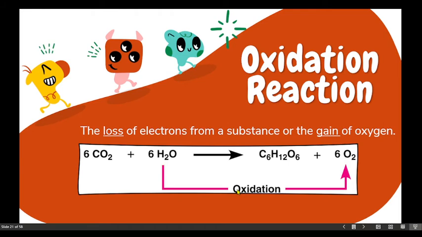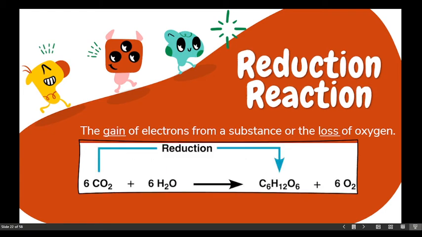And then oxidation took place. After the reaction, let's count the number of oxygen molecules again. 6 times 2, that is 12. As you can see, it doubled in the amount of oxygen. So there is a gain of oxygen. Therefore, that is oxidation. Next, what is reduction? In reduction, there is a gain of electrons from a substance or the loss of oxygen. So when we say reduction, oxygen is reduced.